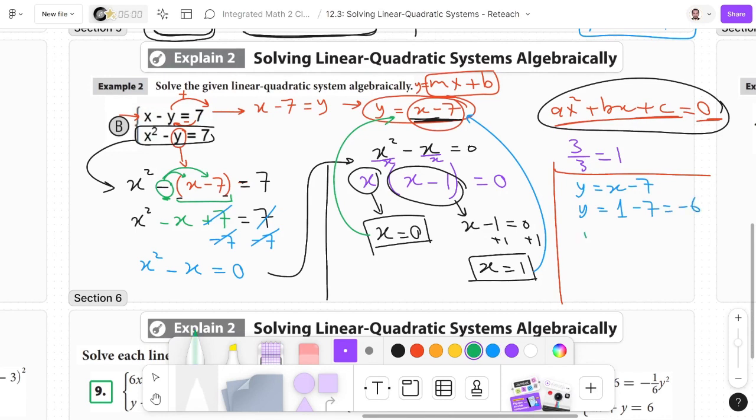Now let's substitute the 0. So y is equal to 0 minus 7, which is equal to -7. So my coordinates will be (0, -7), and here it will be (1, -6). So those are my solutions.